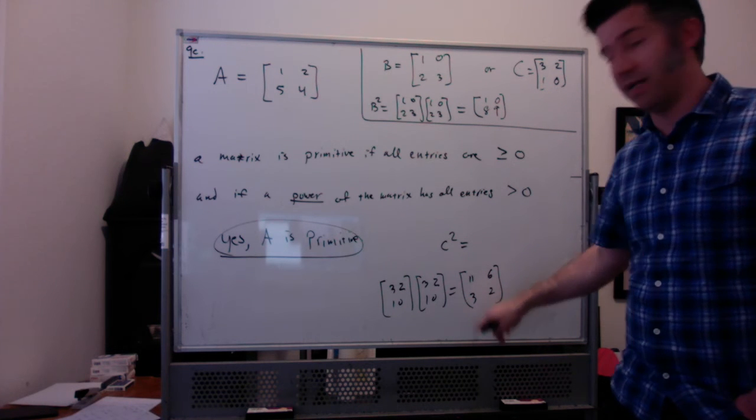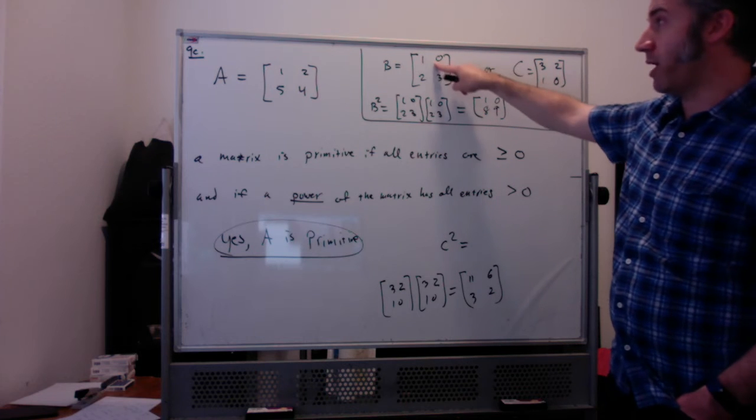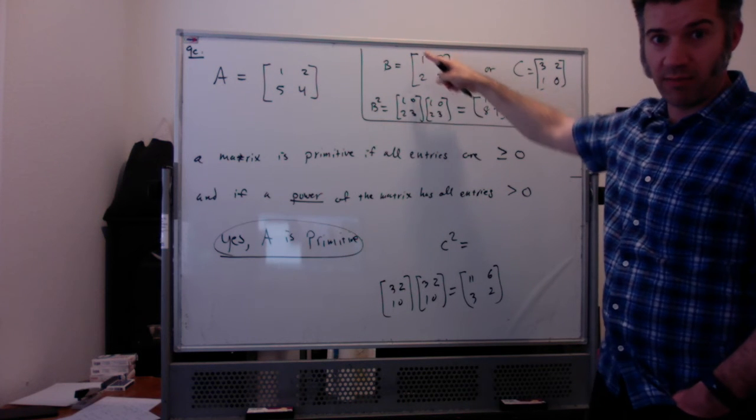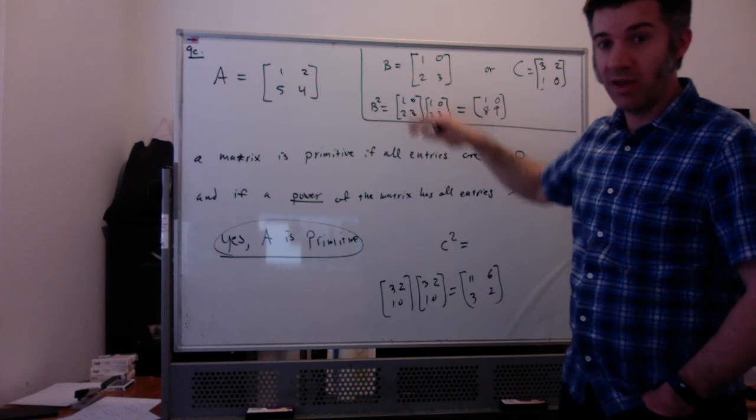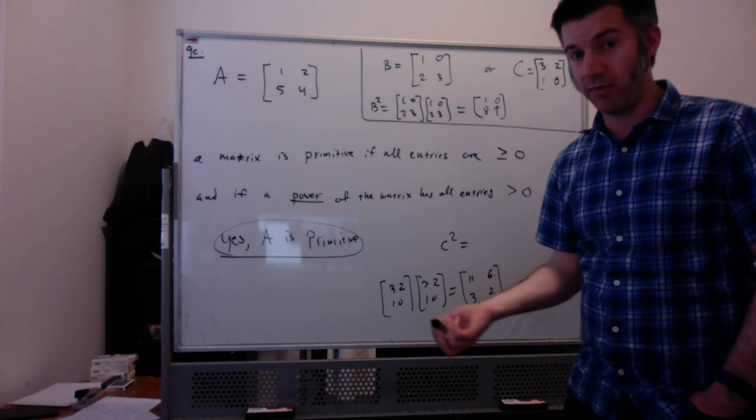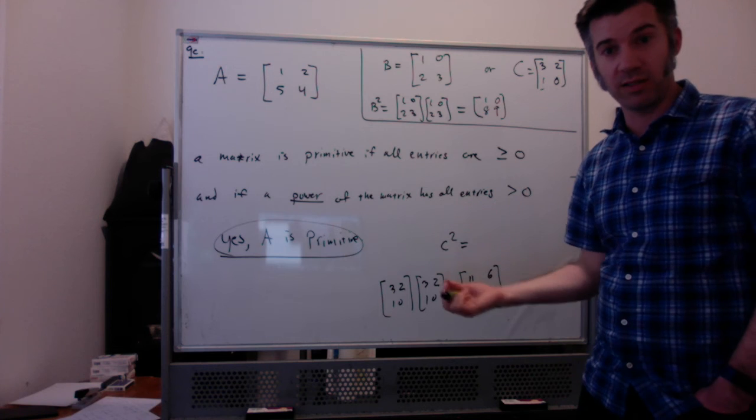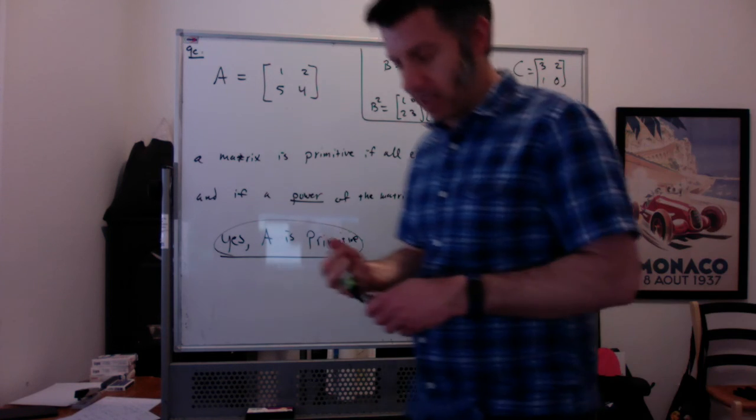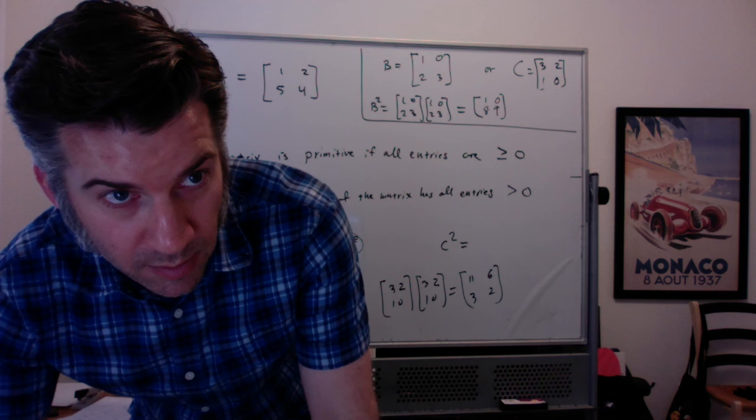has all positive entries. So worth noting, an upper triangular matrix like this, where everything above the diagonal is 0, or a lower triangular where everything below was 0, would actually be not primitive because powers of it would still not give you everything being positive. Okay, so that's that about primitive matrices.